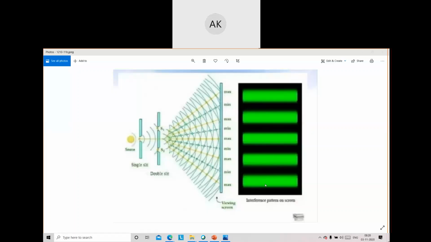What is interference? It is the phenomenon of redistribution of light energy in a medium due to the superposition of the waves coming from two coherent sources. Okay. So it happens due to superposition of the waves coming from two coherent sources. That is very important. Okay.